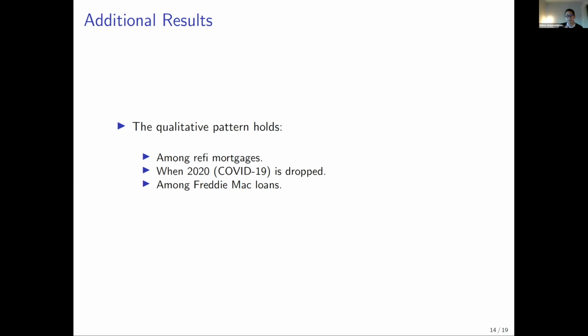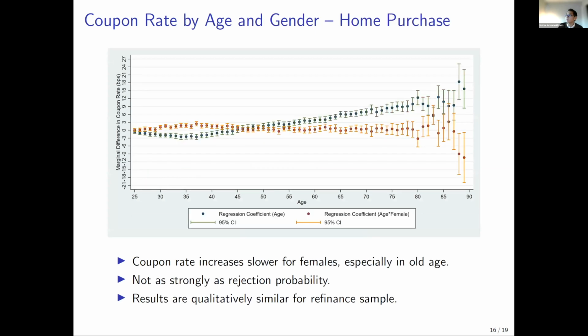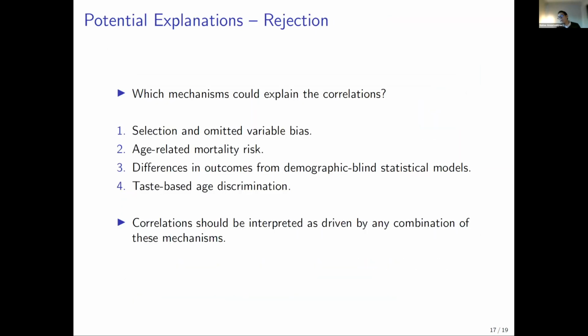So once again, just to recap, older applicants tend to face higher barriers to mortgage access, both at the application stage and also once their mortgages have been originated, they seem to be paying more beyond unobservable credit quality. Okay, so we're at the last part of the paper where I discuss potential explanations.